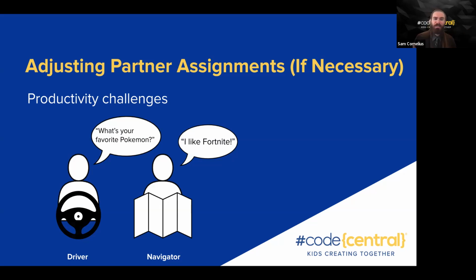And then there's also the opposite where they spend too much time just kind of staring off into the distance and not being productive, and neither of them really have that drive to push the other. That would be another instance of adjusting your partner assignments.